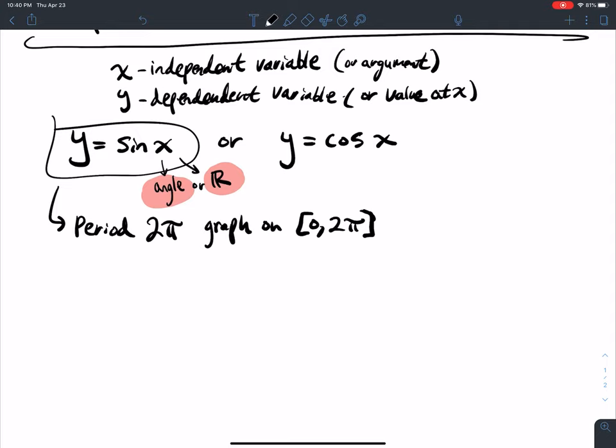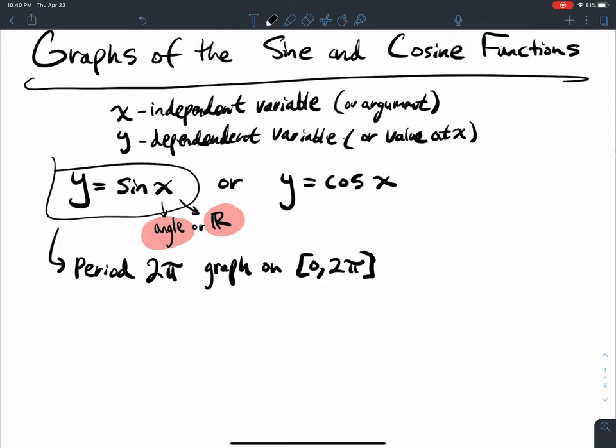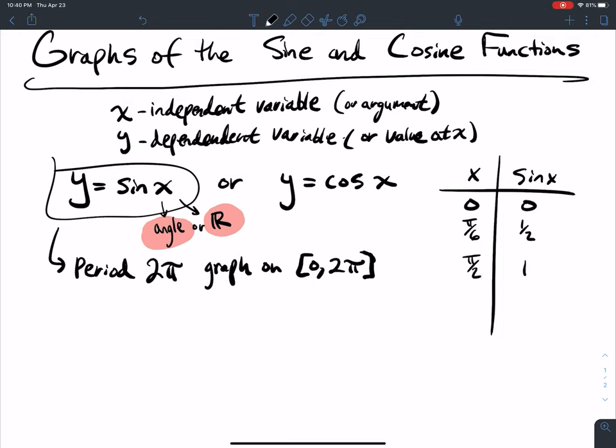Let's begin. Anytime you're going to graph something and you've no idea what it looks like, it's good to start with a table. So x and then sine x. Let's fill out a table. When I plug in 0, I get 0. If I plug in π over 6, I get 1/2. If I plug in π over 2, I get 1.